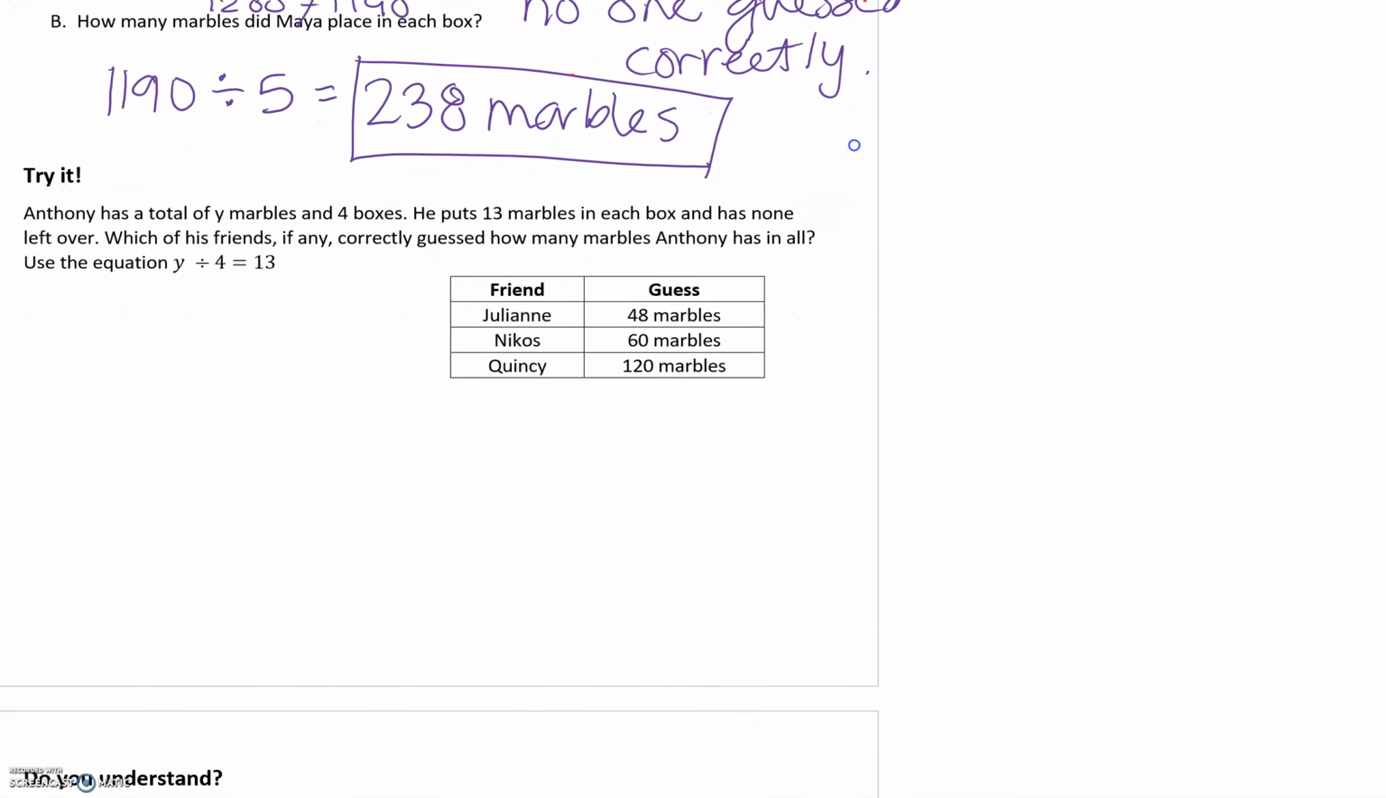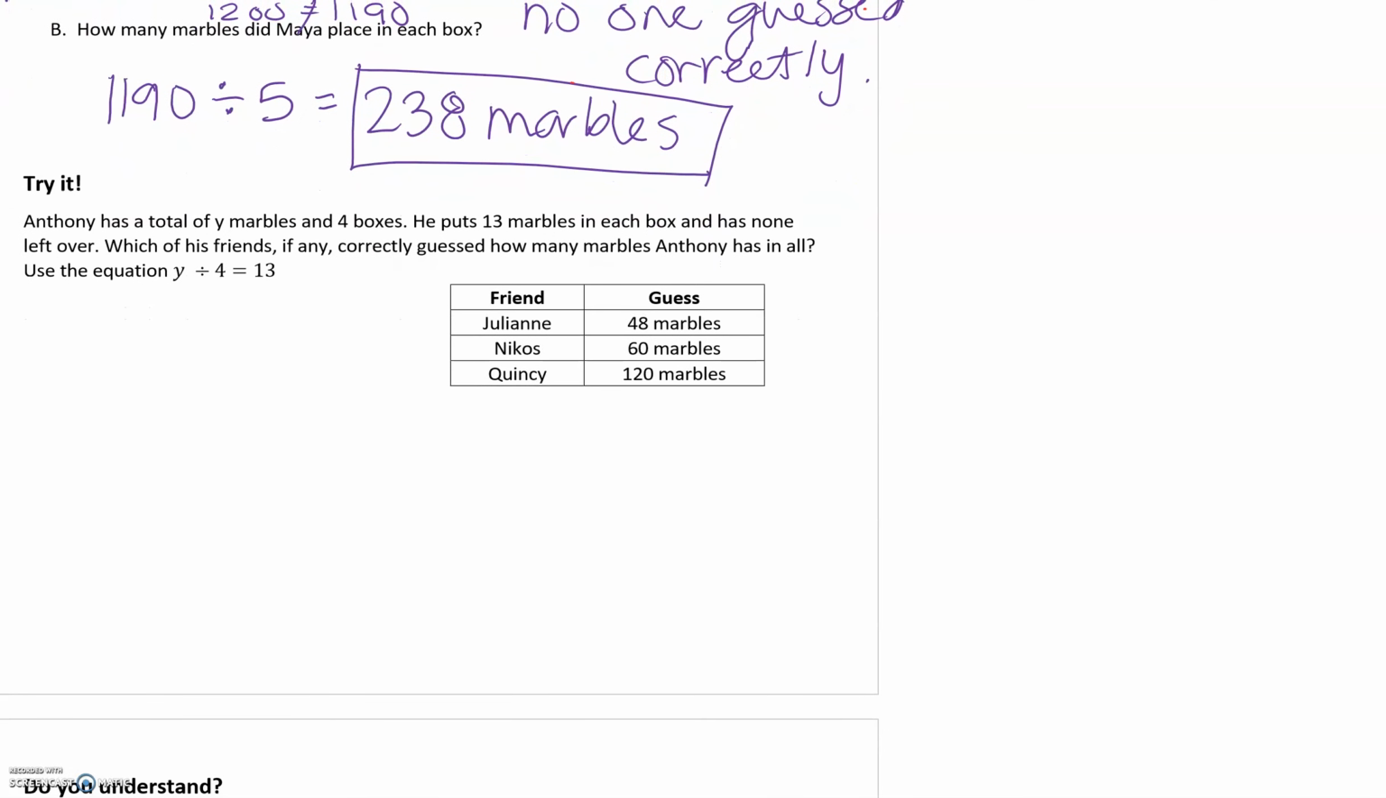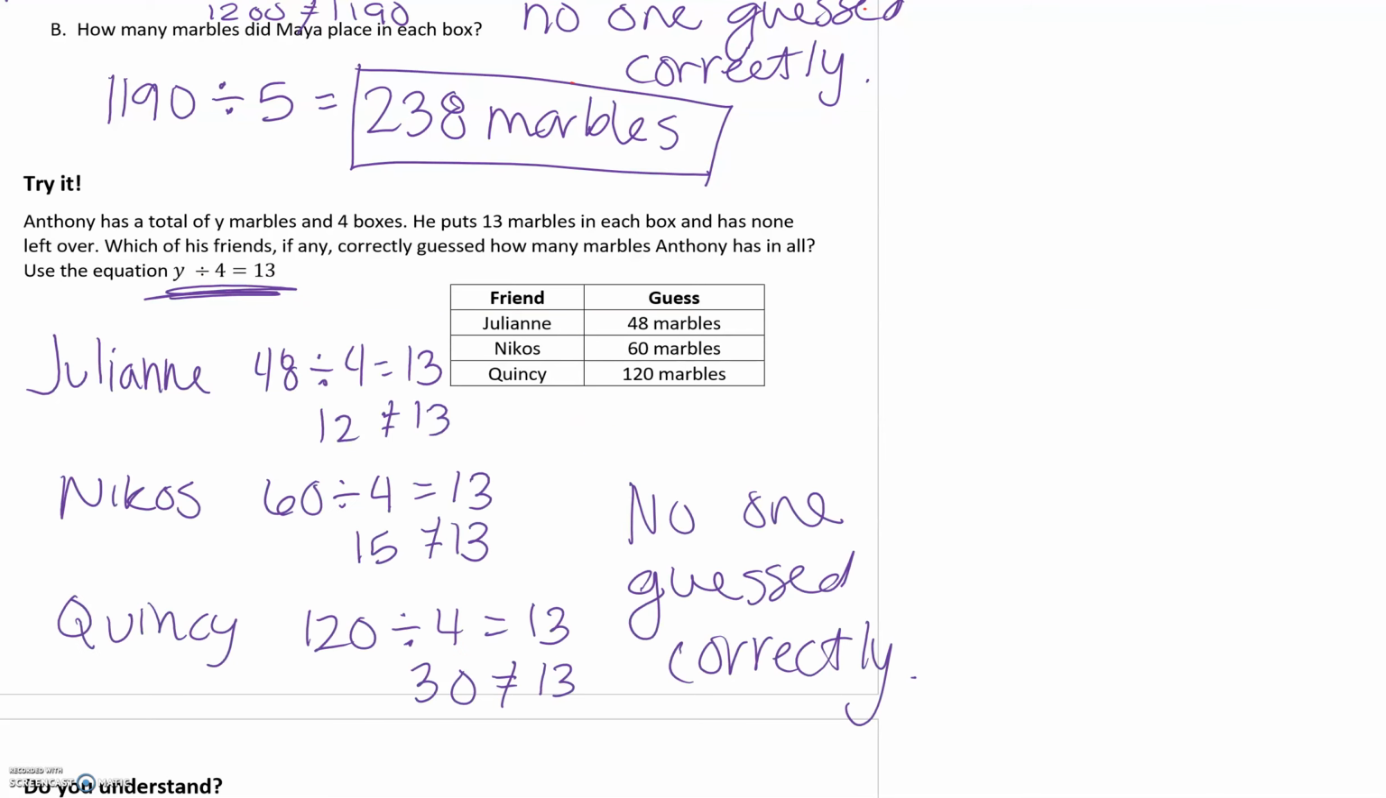All right, so here's another try it, guys. Go ahead and try it on your own using this equation. Substitute in the values of the friends and see if you can get their correct amount. All right, so again here I'm testing each of my responses here. So Julianne with 48, she again is off by a little bit. 12 is not equal to 13, so that is not a solution. Nico's here, 60 was his guess and 15 was the answer, so 15 is not equal to 13. And then Quincy, 120, so 30 is not equal to 13, so no one has guessed correctly again.